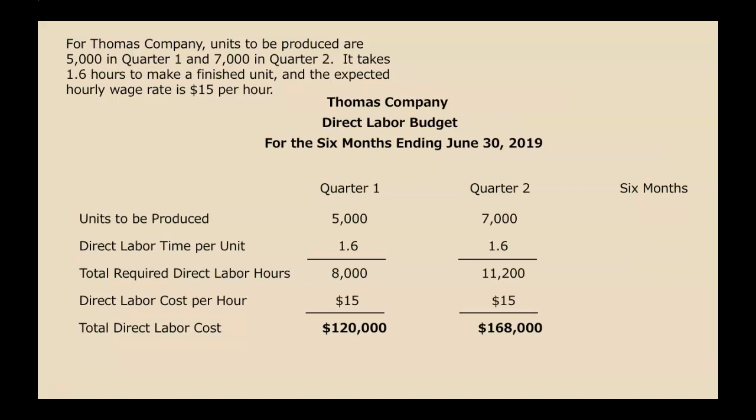Now for 6 months, we're just going to add up our total direct labor cost. That's the only piece that needs to go into that 6-month column. It's just the total direct labor cost for the first 6 months of 2019.